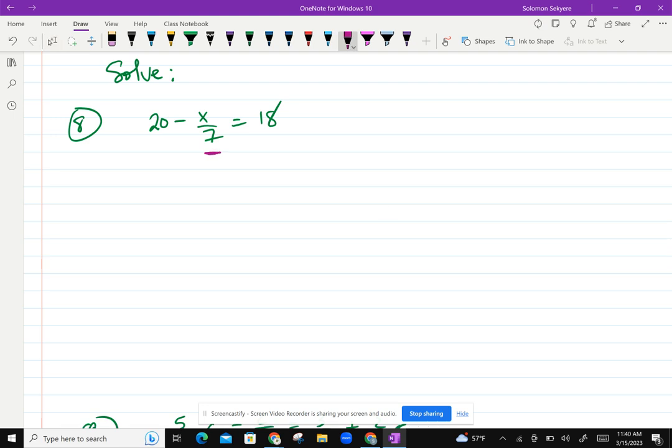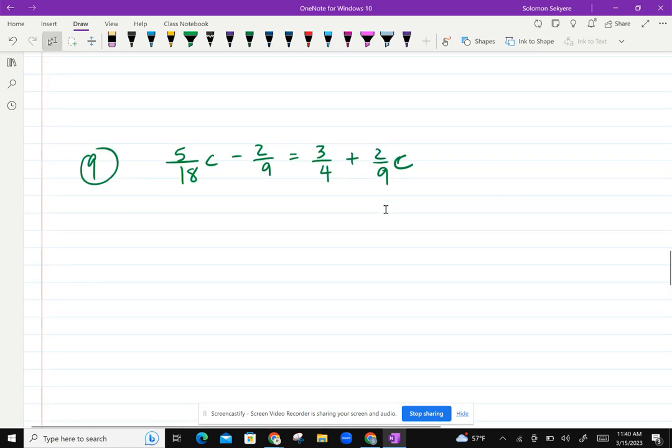Underline your variable, right? And then move this 20 here is positive. So minus 20 minus 20. You'll be left with negative x over 7 is equal to 2 over 1. What do you do? Cross multiply. X equals negative 14. You're done, right? All right.